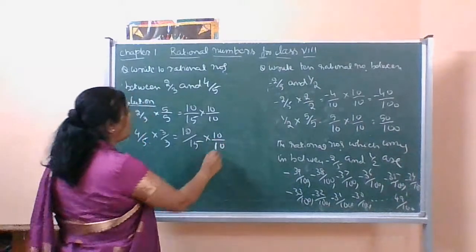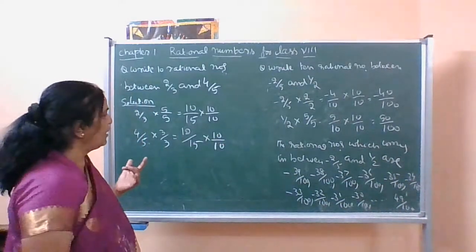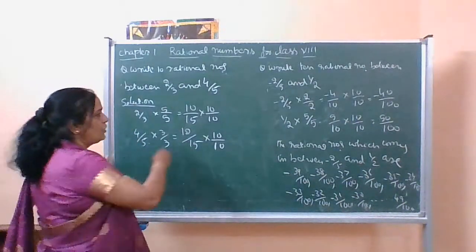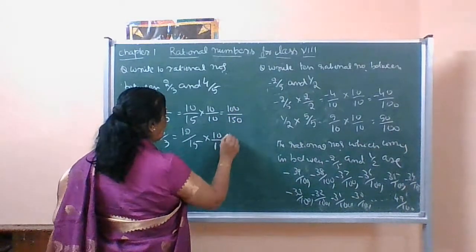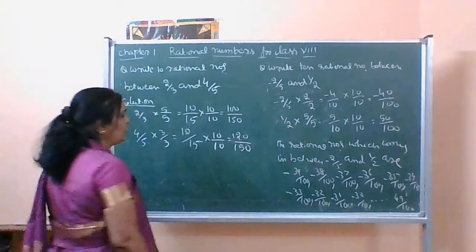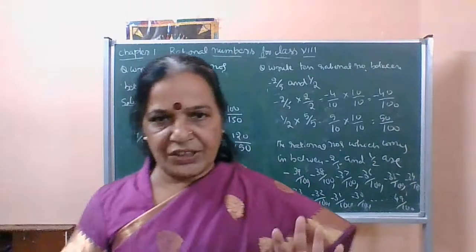And if you want, you can multiply both numerator and denominator by 5 also. Then also you will get that many rational numbers. Now you will get here 100 by 150, here 120 by 150. In this, what happens? You can find any number of rational numbers.